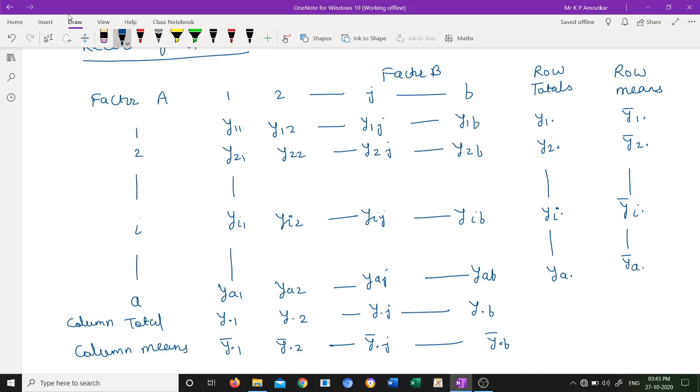Now the grand total, meaning the total of all these observations, is denoted by y dot dot, and sometimes we denote it by G. G means grand total. The mean of all these observations will be denoted by y bar dot dot. This y dot dot means the total of all these observations, and the total of this column or the total of this row is also y dot dot.